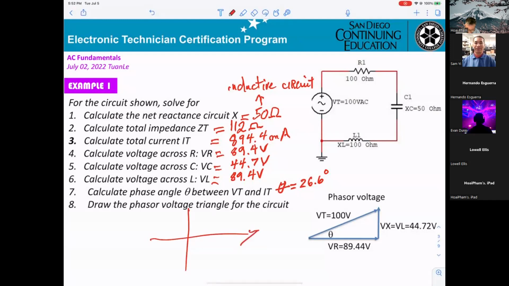Right. And then, okay, wait. If you want to draw for V, then VR will go here. The thing is, resistance has no phase difference. And now the circuitry will be VL. And if you go back to the RL series, VL leads VR by 90. That's why they go this way.